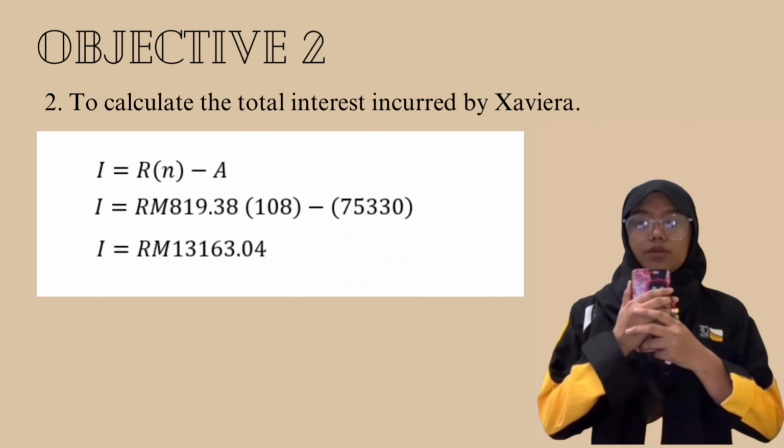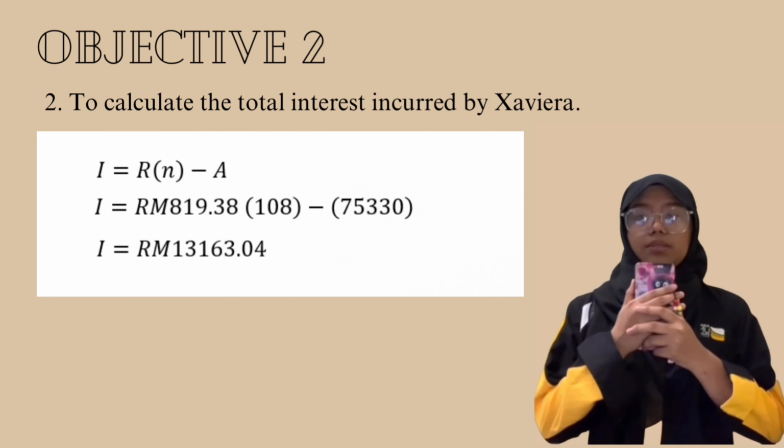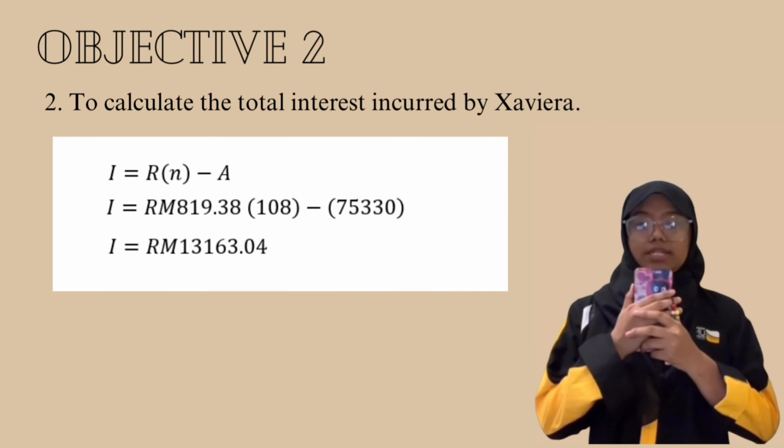For objective 2, we have to calculate the total interest incurred by Zavira. We use the formula I equals R multiplied by n minus A. So I equals RM 890.38 multiplied by 108 minus 75,330. And then we got I equals RM 13,163.04.